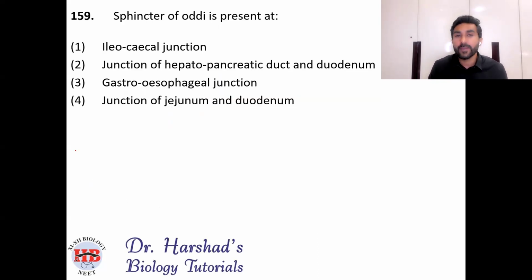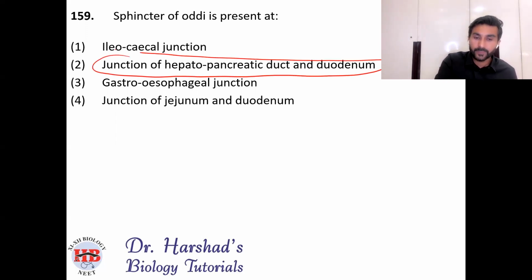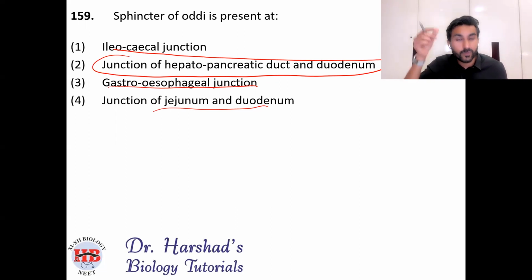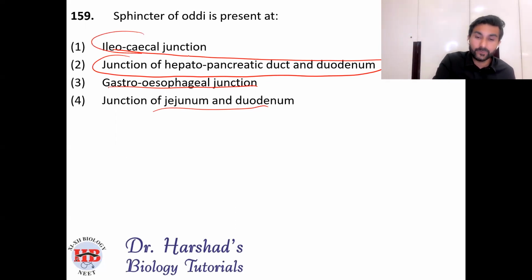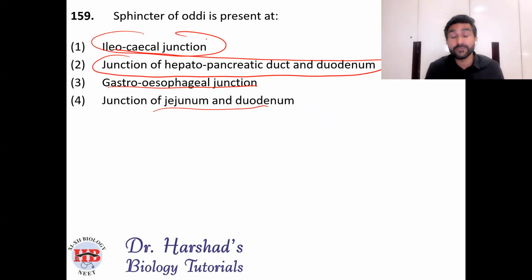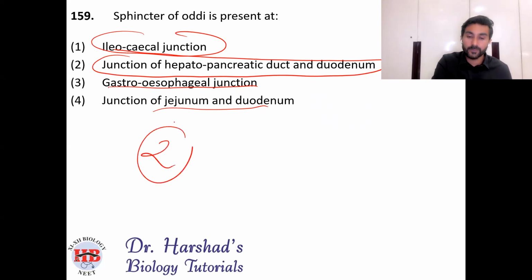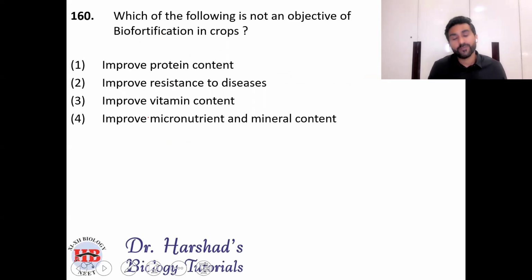Sphincter of Oddi. If you remember, the hepatic duct and the common bile duct, and the pancreatic duct both fuse together and open into the duodenum. That opening is guarded by the sphincter of Oddi. And so the answer in this case would be the junction of the hepatopancreatic duct. Jejunum and duodenum do not have any such sphincter. Gastroesophageal junction has something which is called the cardiac sphincter, and ileocecal junction has something which is called the ileocecal valve. So in this case, our answer would be option number 2.